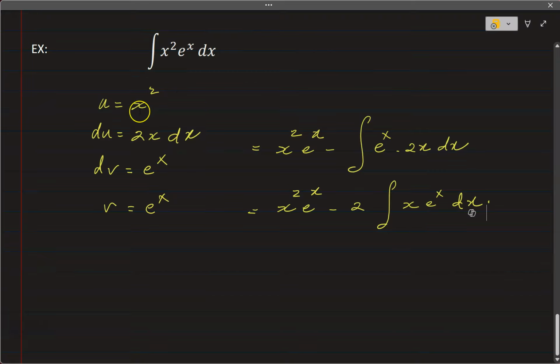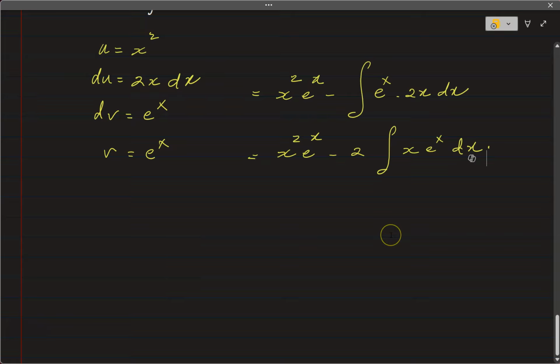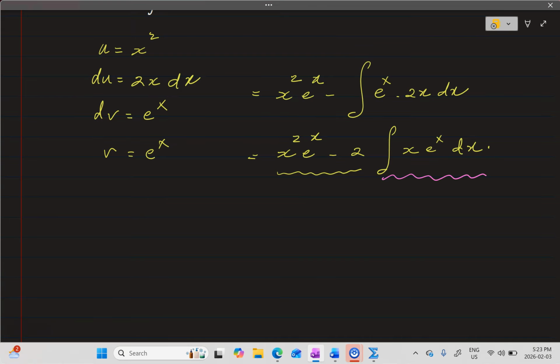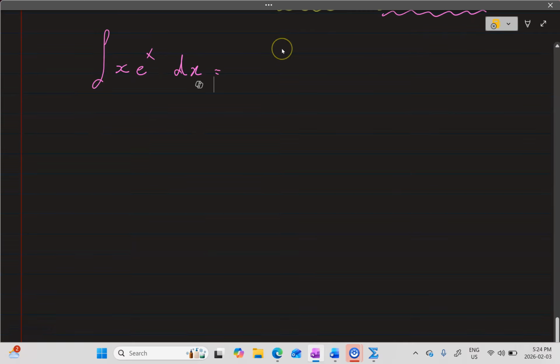Perfect. So we just used integration by parts the first round. Now, guess what? We're going to do it again. Now, we're going to leave the first part alone. We're just going to deal with the second part, which is this part right there. So the integral of x e to the x dx, that's what we're going to deal with. And we're going to use integration by parts again. And we're going to put them all back at the very end.